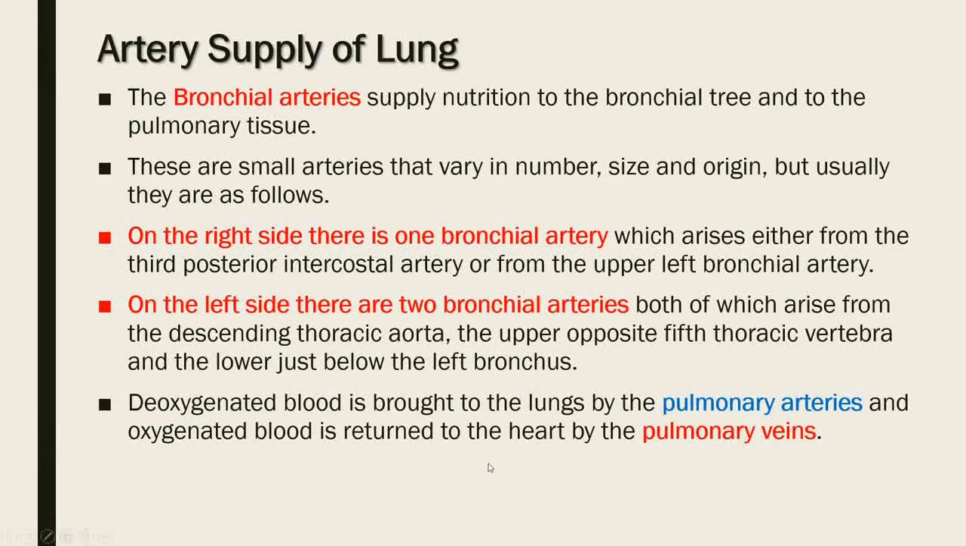So, arterial supply of the lung. The bronchial arteries supply nutrition to the bronchial tree and to the pulmonary tissue. So the main arterial supply comes from the bronchial arteries. These are small arteries that vary in number, size and origin, but usually they are as follows.